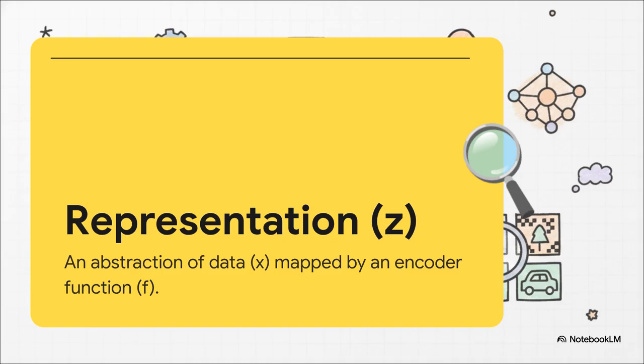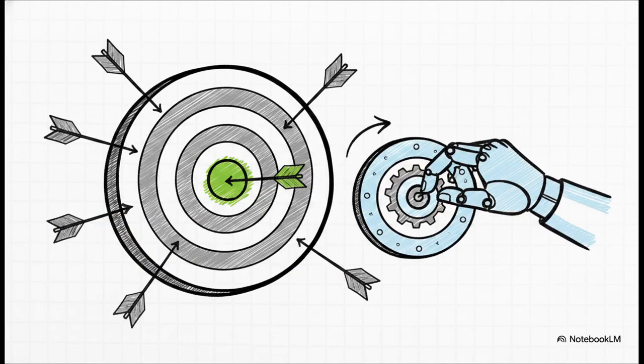That's Z, the representation. Think of the encoder as the mathematical brain, or the neural network that's doing all the heavy lifting. The representation is this brilliant abstraction that captures the actual meaning of the data. It strips away all the background noise so the machine can finally make sense of it. Honestly, the better the representation, the better the AI. It's that simple. But how does it get there?